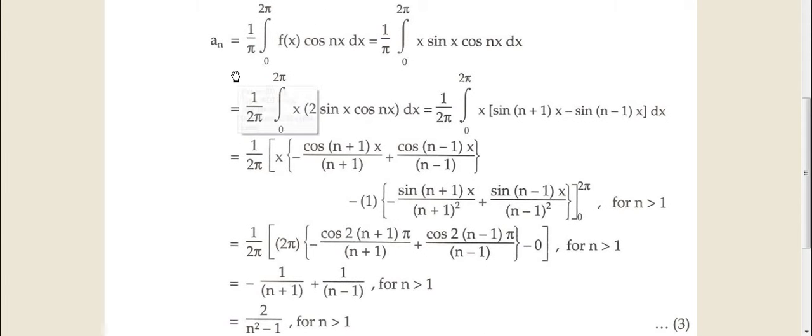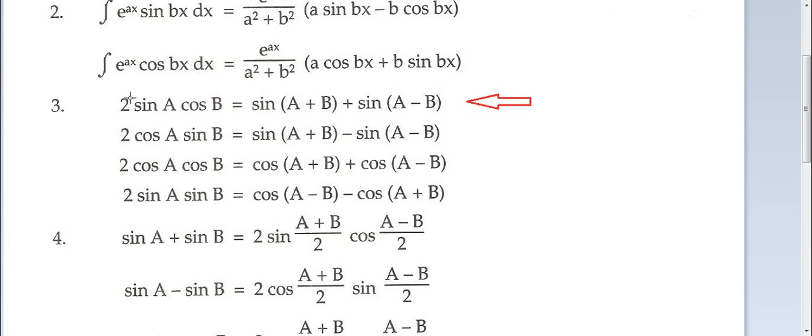Now let's find an. an is again the standard equation: (1/π) ∫ from 0 to 2π of f(x) cos nx dx. Now substitute x sin x cos nx. Now for this use this formula. See here, divide this by 2 and multiply this by 2. Why this? So that we can separate this. 2 sin a cos b = sin(a+b) + sin(a-b). See, this is the formula.